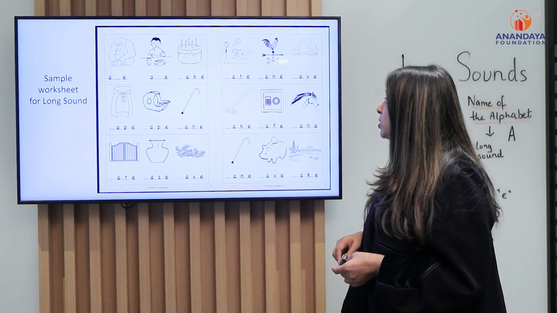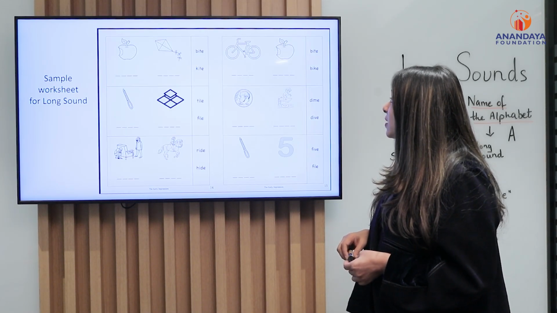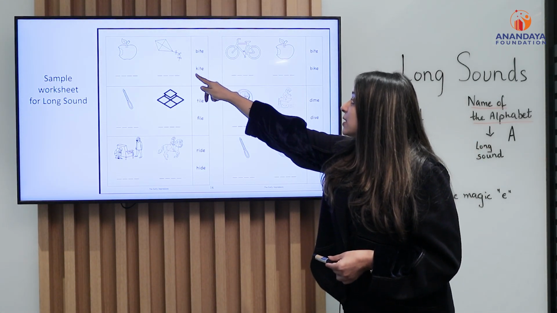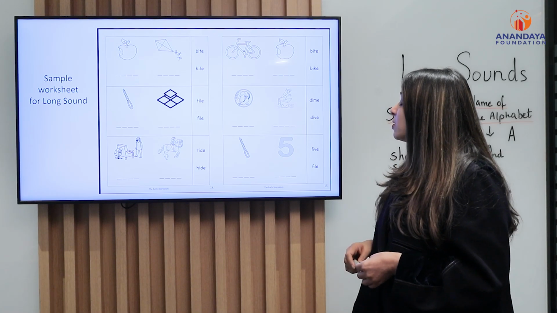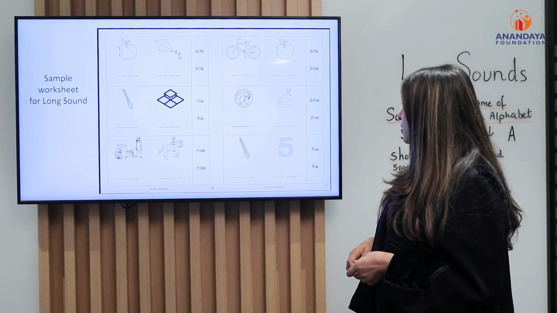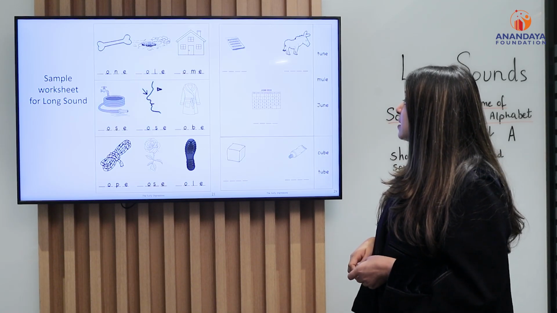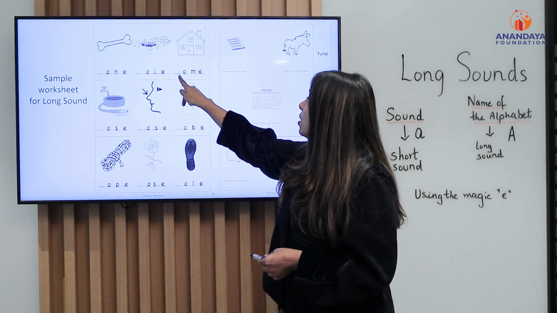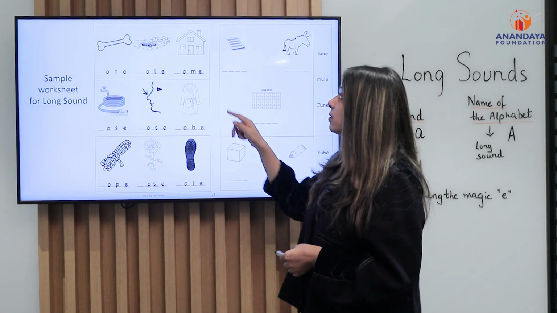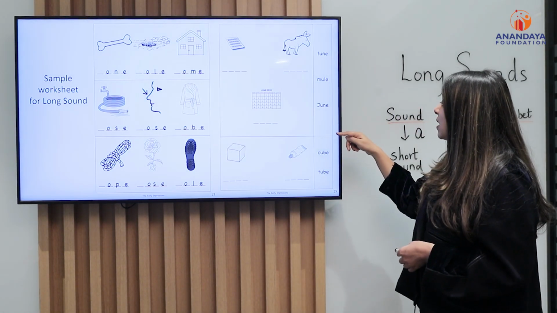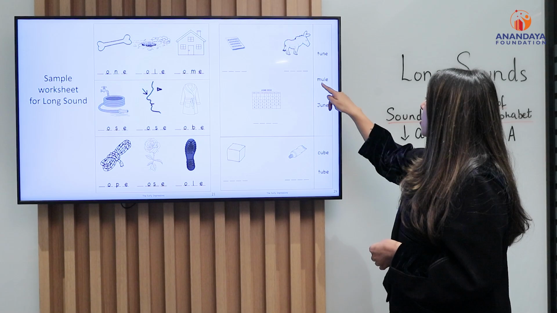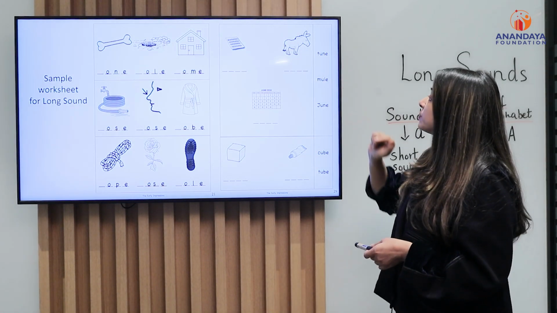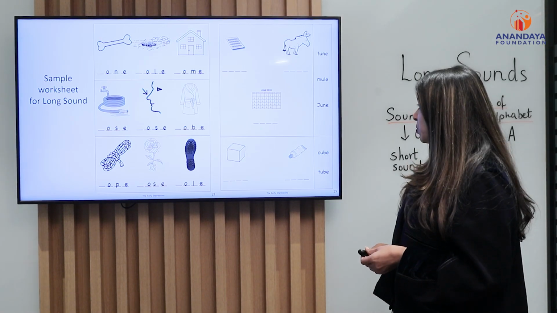If you see the next worksheet, this is the long sound I. K-I-T, kite. Moving ahead, this is the long sound O. Home, H-O-M, home. The long sound U. M-U-L, mule. Let's move ahead.